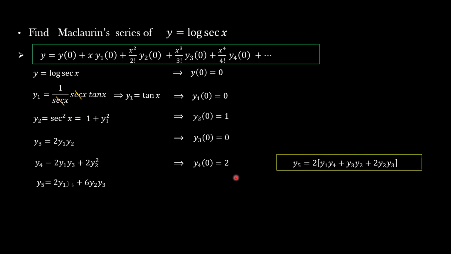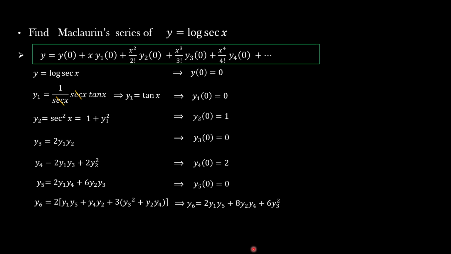y5 is 2 into y1 into y4 plus 6 times y2 y3, which implies y5 of 0 is 0, and y6 is 2 times y1 into y5 plus 8 times y2 into y4 plus 6 times y3 square, which implies y6 of 0 is 16. Therefore, log of secant x is x square by 2 plus x to the power 4 by 12 plus x to the power 6 by 45 and so on.